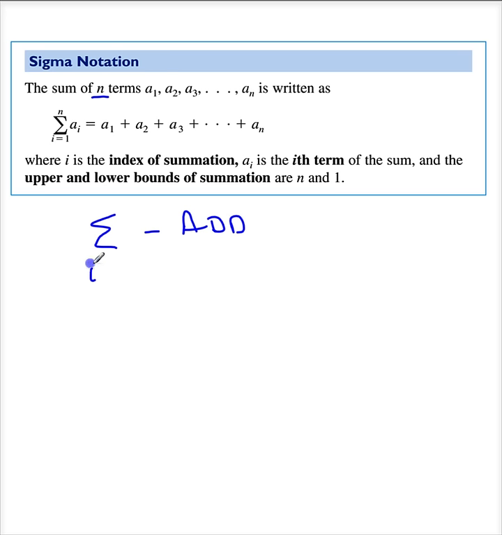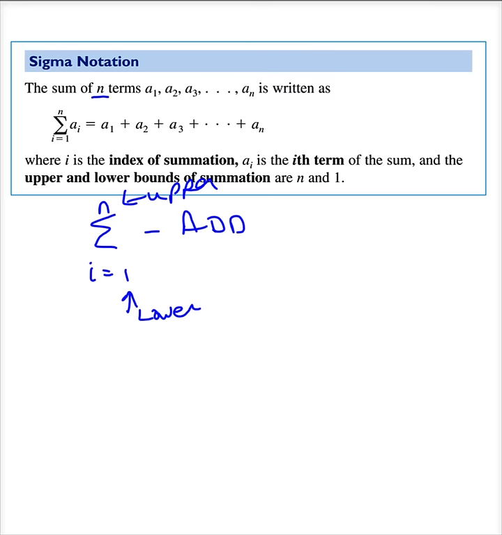And i is the index of summation. A lot of times we use i, sometimes we use n, we can use k. 1 is where you start, and n is your nth term. So you have your lower bound and your upper bound.